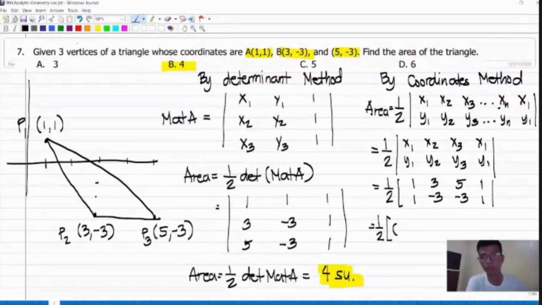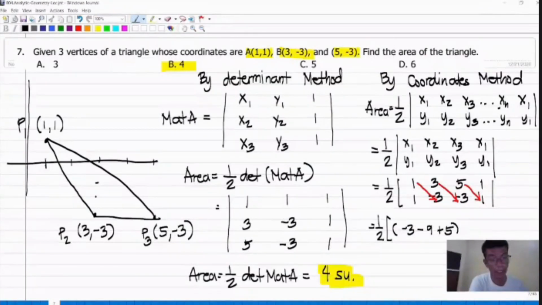Unahin natin yung downward multiplication. 1 times negative 3, 3 times negative 3, and 5 times 1. So, 1 times negative 3, that is negative 3. 3 times negative 3, that is negative 9. And then 5 times 1, that is positive 5.